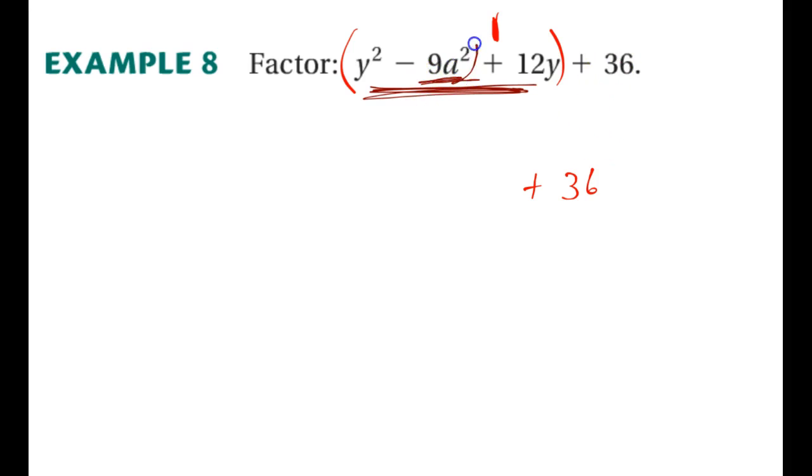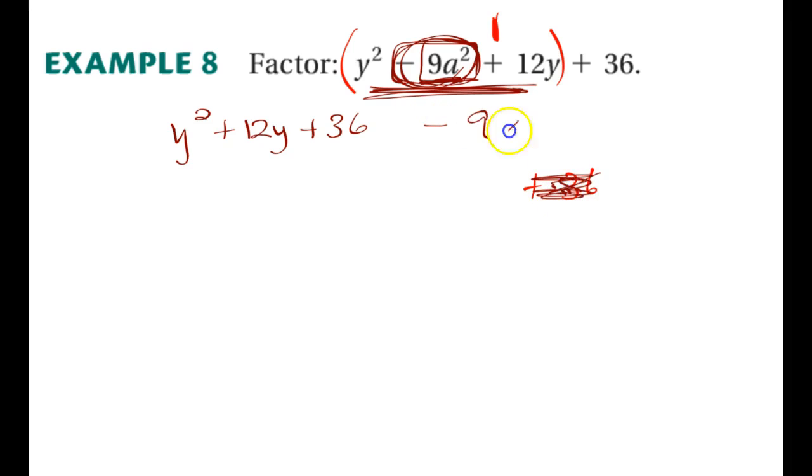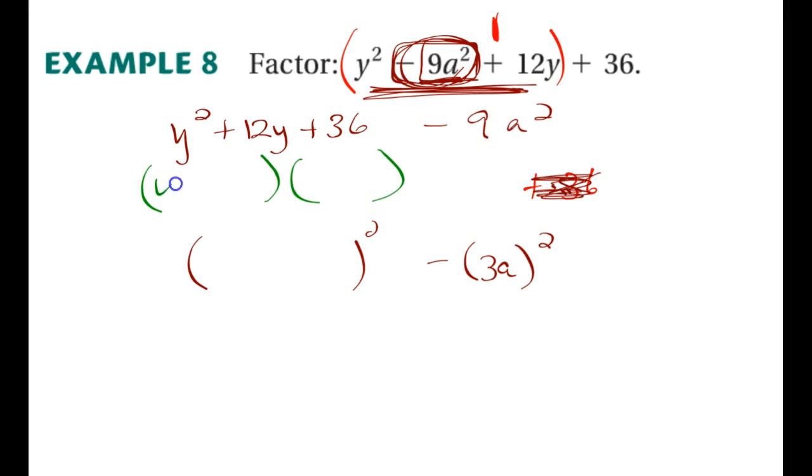So there's another perfect square right here. I wonder if I put, let's reorganize this. Y squared plus 12y plus 36. That 36 keeps tricking me because I keep thinking that's going to be my perfect square at the end. But 9a squared is also a perfect square because I can write it as minus 3a quantity squared. So I'm looking for another perfect square in here, and I think I found it. This is y plus 6 and y plus 6, factors of 36 that add up to 12. So that's y plus 6 quantity squared.